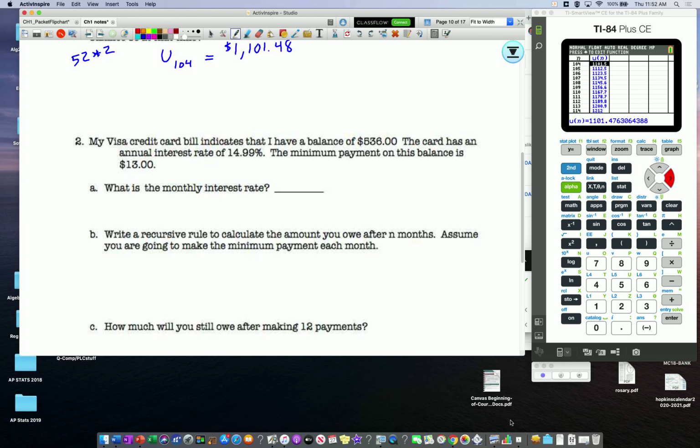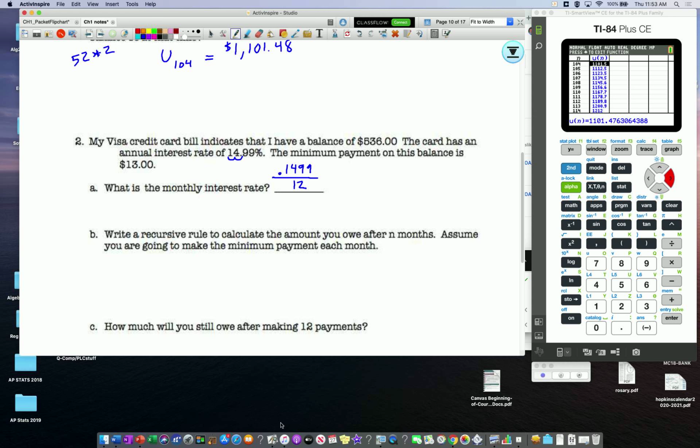So here it says, what is the monthly interest rate? I'm going to write it just as a fraction. I need to change this and move it as a decimal, 0.1499. But since I'm doing it monthly, I have to divide it by 12. Keep it as that fraction, just like I did up in the top when it was the weekly one.